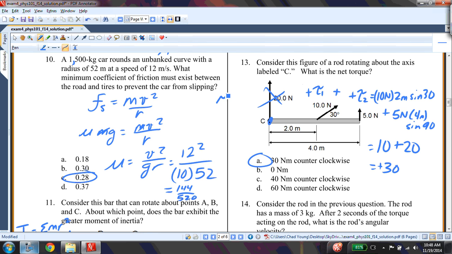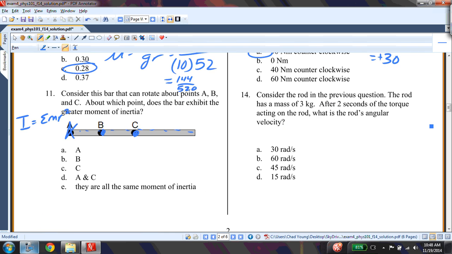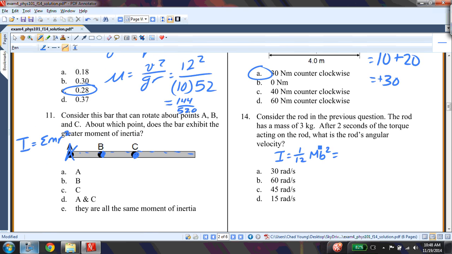Remember, torque here is Fr sine theta. Here it was sine of 90, which is equal to 1. Consider, rather than the previous question, a rod that has a mass of 3 kilograms. After 2 seconds, what is the angular velocity? So it has a mass of 3 kilograms. I is equal to 1/12 mr squared. That's for a rod rotating about its central axis.